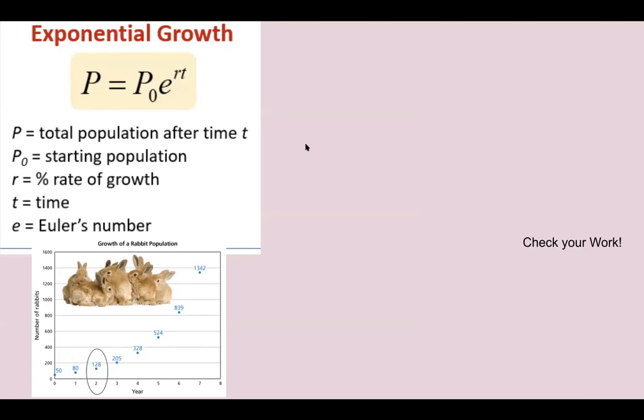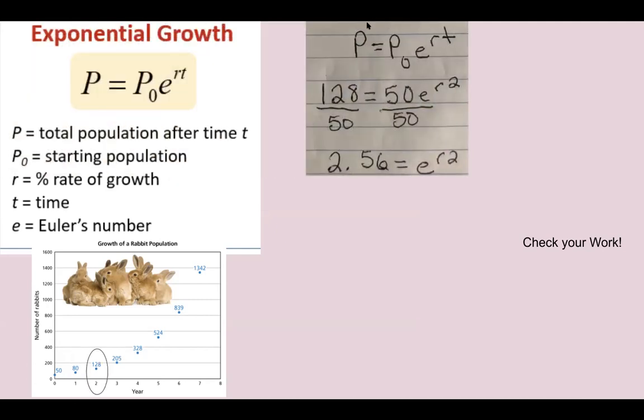So if we take a look at our example here, here is our equation again, and I simply plugged in my numbers using the graph data that we have. In this case, I just chose to use the data for year number 2, but you could use data from any year and you should get the same answer. So here I chose year number 2.